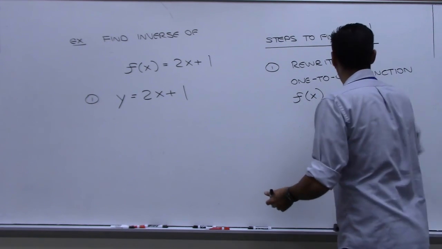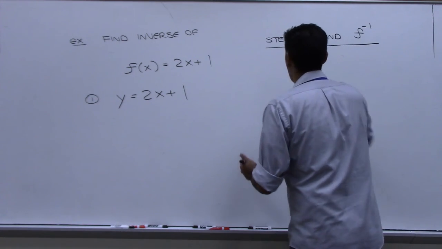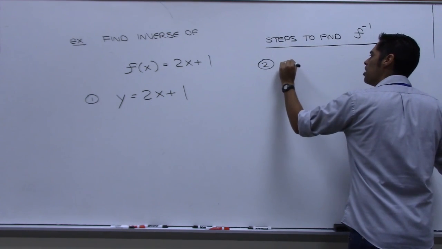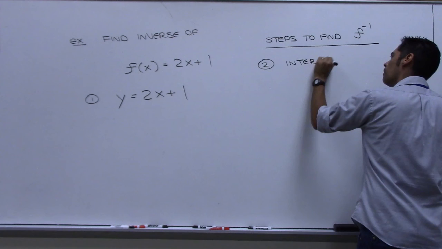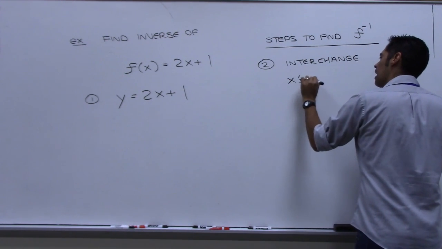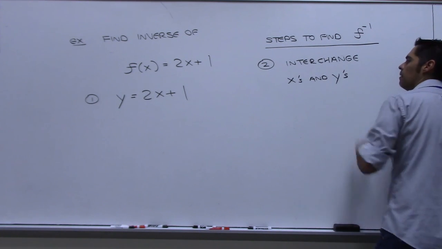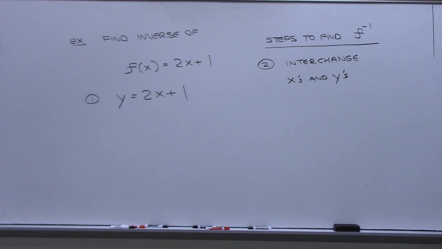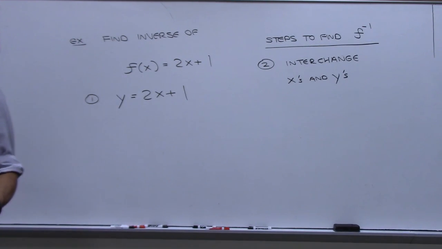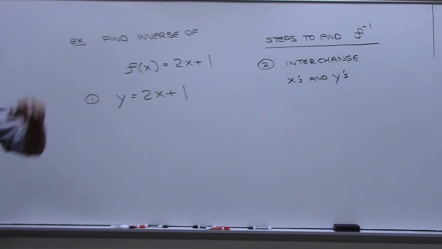The next step, step 2, interchange x's and y's. What I mean by this is everywhere you see a y, put an x. Everywhere you see an x, put a y. So all your x's become y's, all your y's become x's. Why would I want to do that? Because that's what creates the loop backwards.